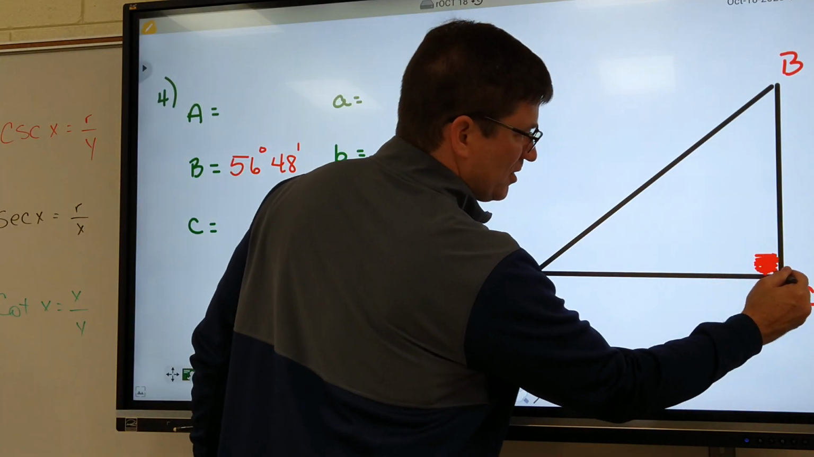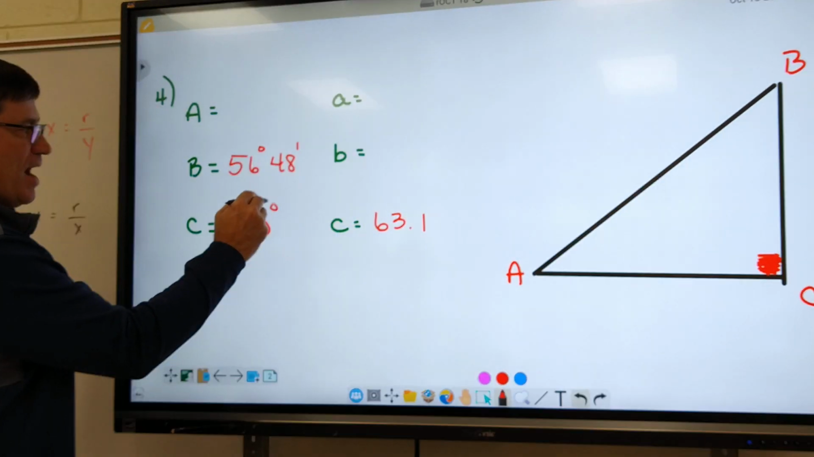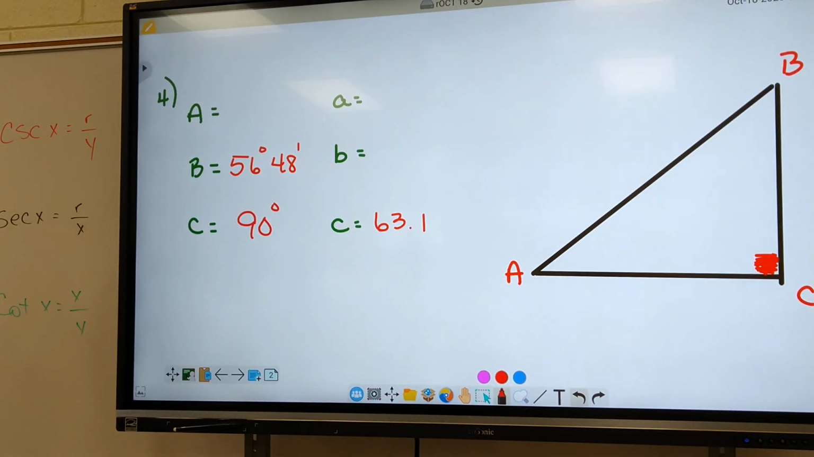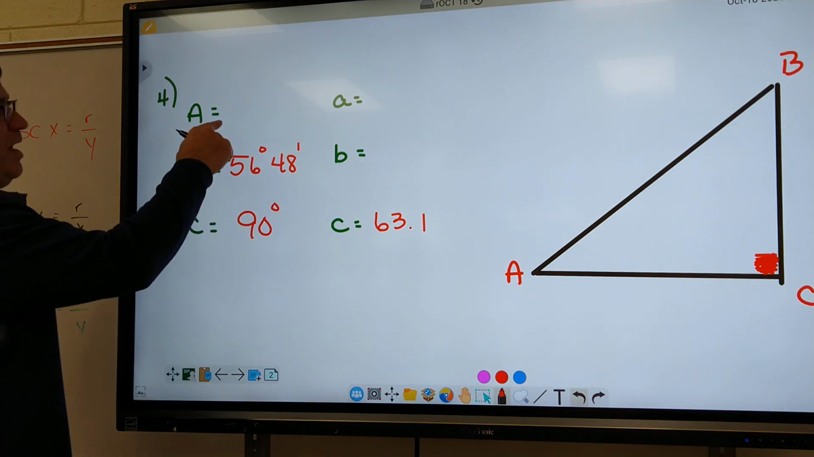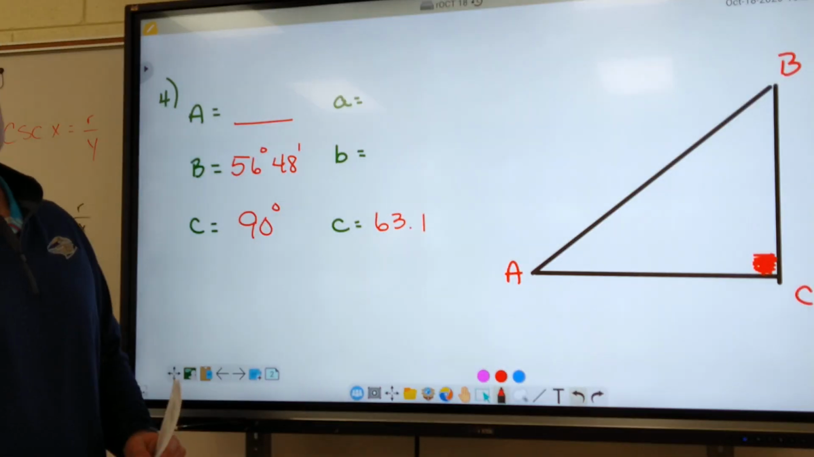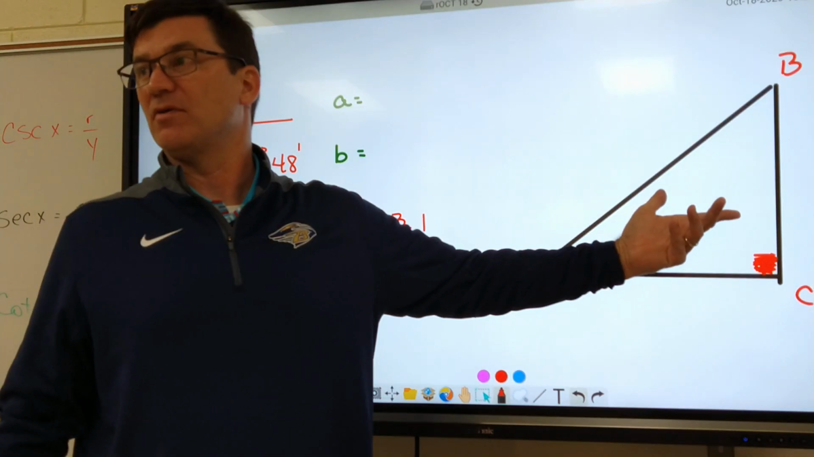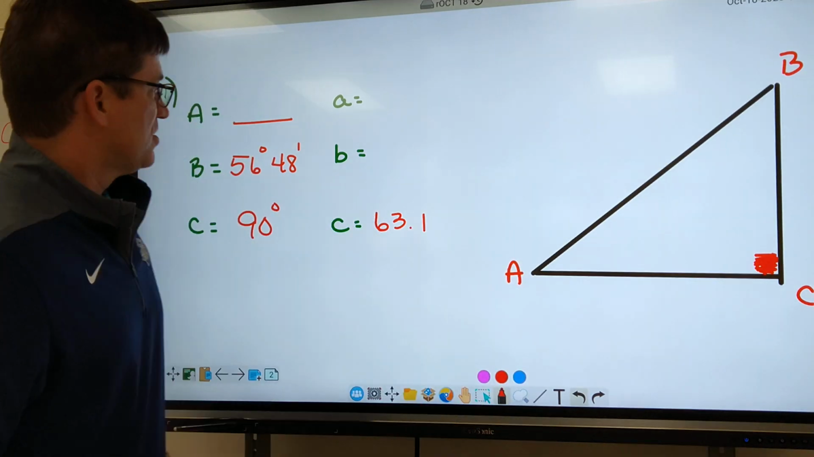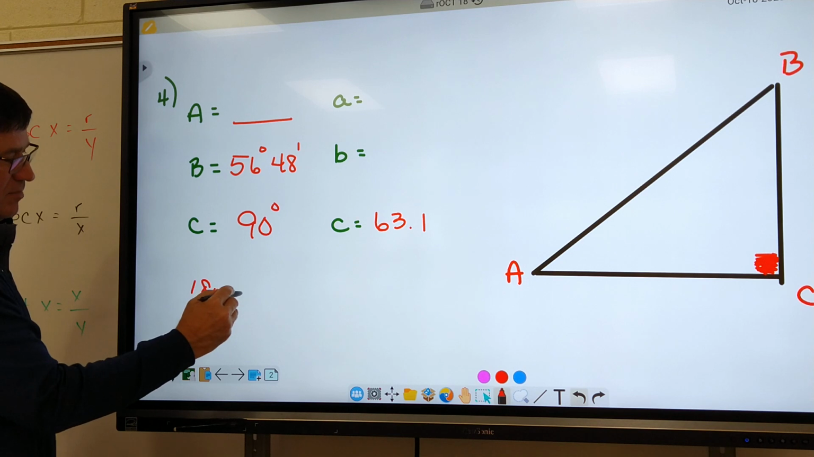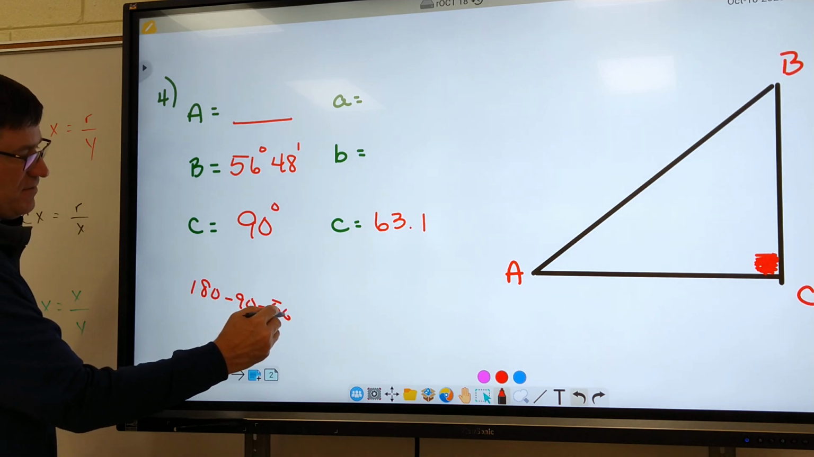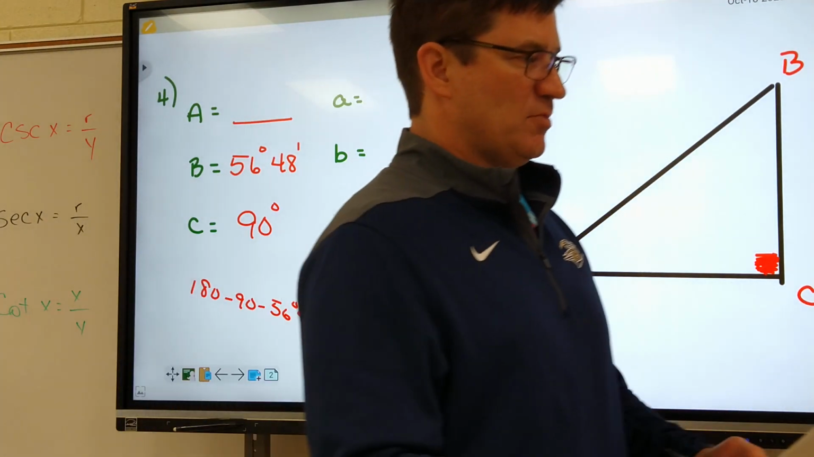All right, so some quick answers here. Ada, since this is a right triangle and angle C is a right angle, I know angle C is going to be 90 degrees on every problem. To find angle A, if you remember from geometry, the three angles in a triangle, in a right triangle or any triangle, add up to 180. So I'm going to subtract these two from 180: 180 minus 90 minus 56 degrees, 48 minutes. Plug that in the calculator. Let's see what you get.